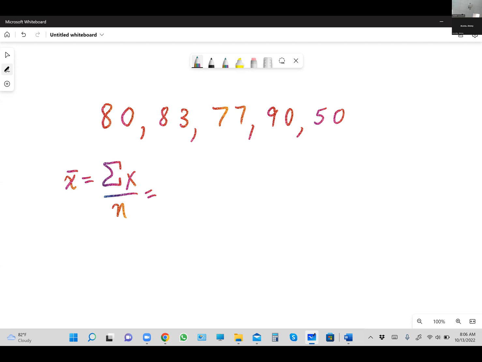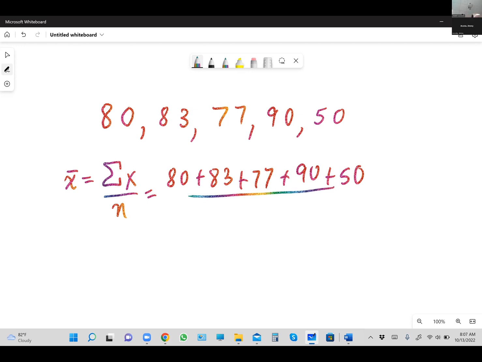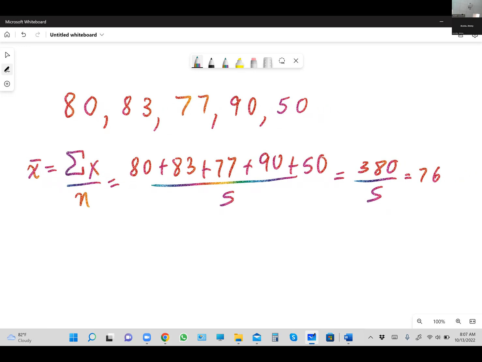So here, if I ask you to do the mean for these numbers, you would just take 80 plus 83 plus 77 plus 90 plus 50. And then we would take that and divide it by how many numbers we have there? 5. So it's 380 divided by 5. Fair enough? That comes out to 76. That's how we usually do mean.